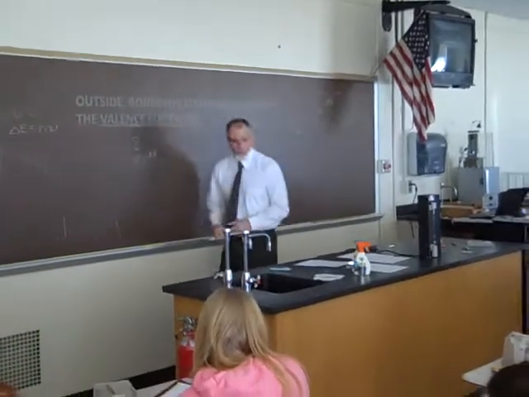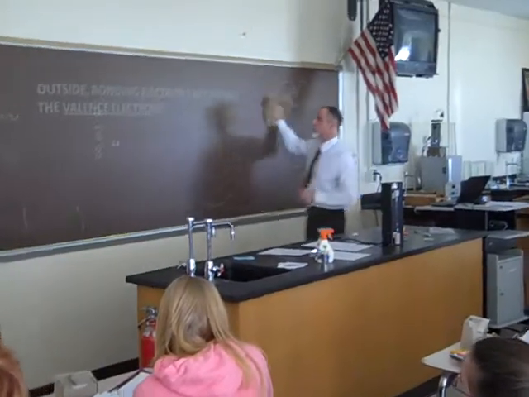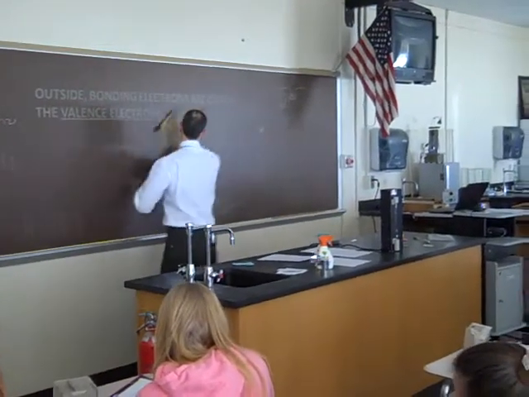Okay, now we've got to name a few things. The outside level of electrons are known as the valence electrons.